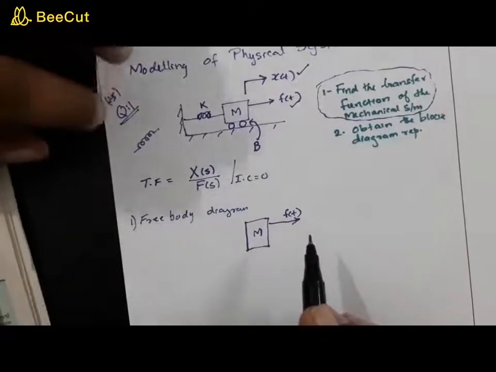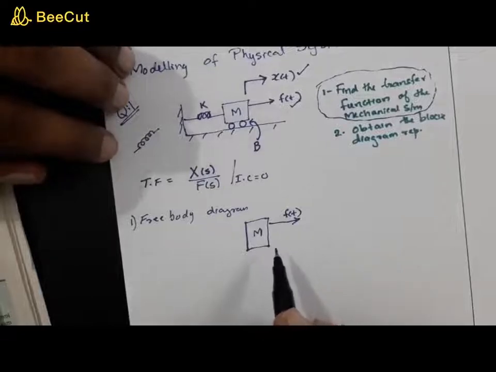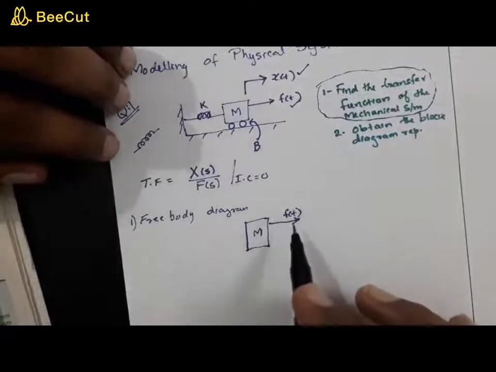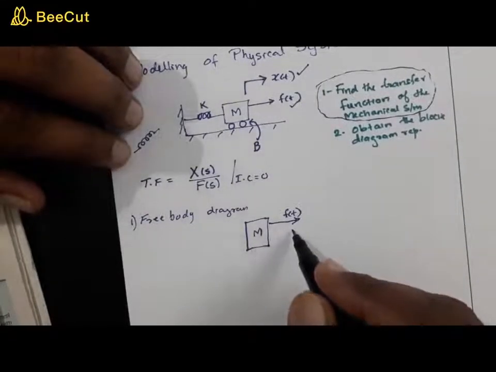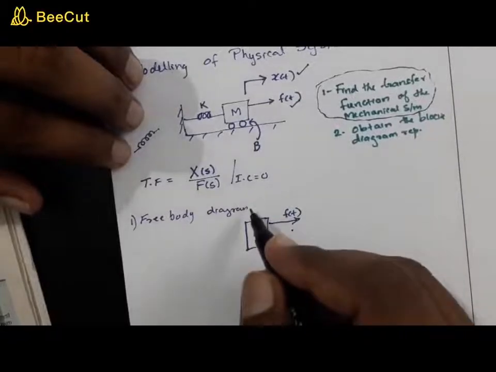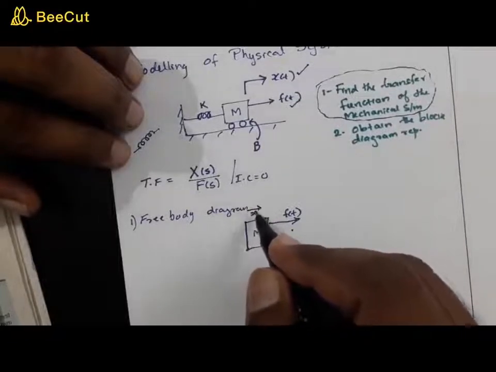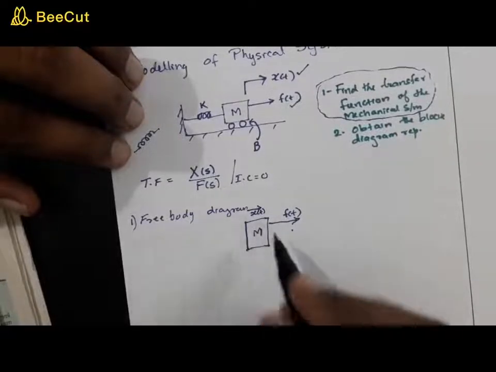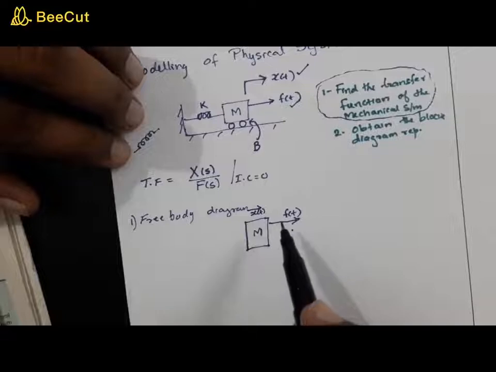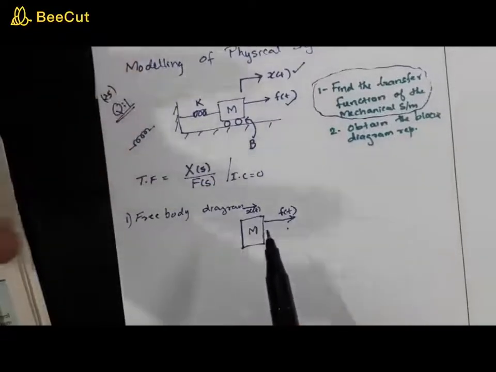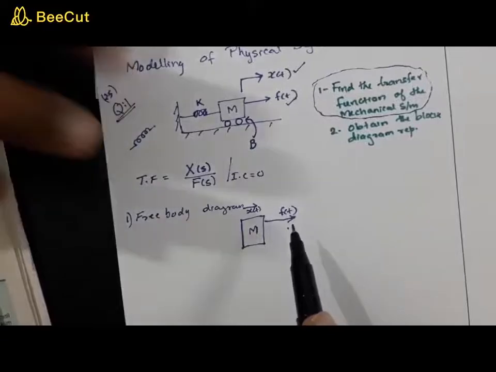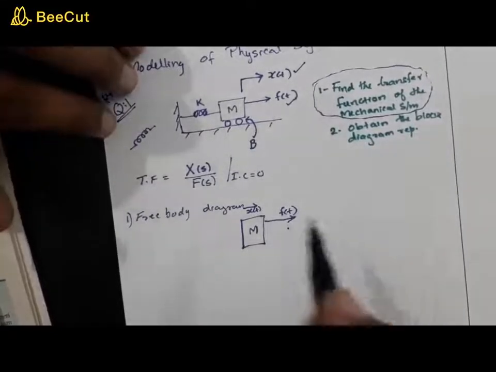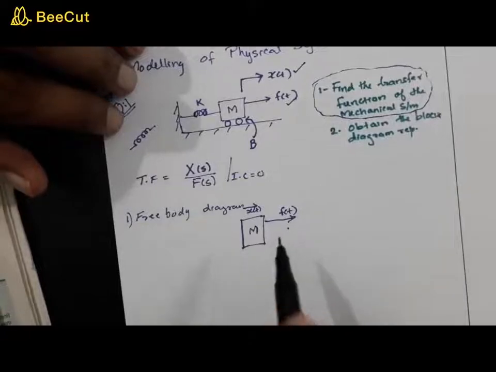The external force has to be shown by an arrow moving away from the mass. All other forces which are acting on the body because of this external force have to be shown inward. We know that this body moves with this x of t. In the free body diagram, only the various forces acting on this mass are shown. Since it is an external force, we show it by an arrow pointing away from the body, and all other forces are shown towards the body.